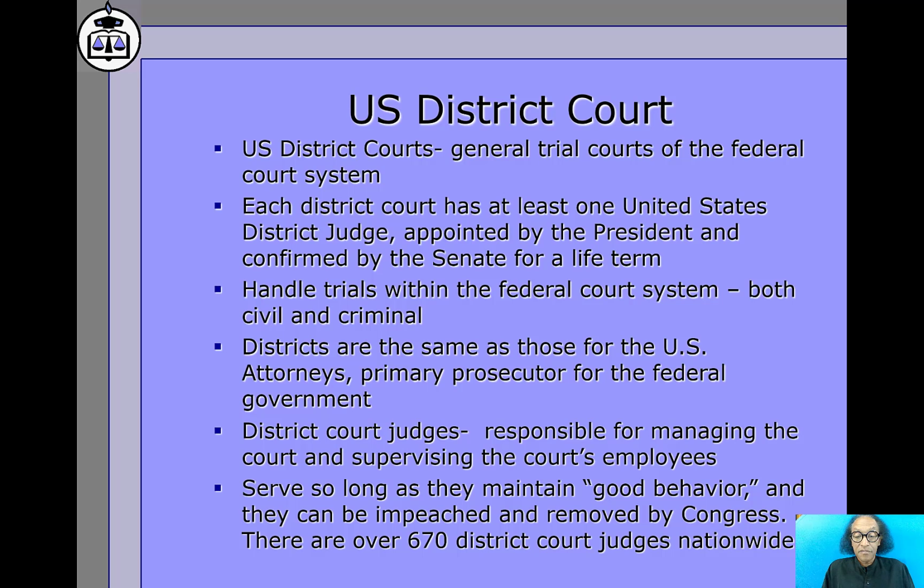There are now over 670 district court judges nationwide, so you can imagine 670 judges. If you look at the U.S. population of about 320 million, that's not a lot of judges at all, but it also shows you how limited federal court jurisdiction is in terms of the kinds of things that they do. The vast majority of cases are decided at the state level.